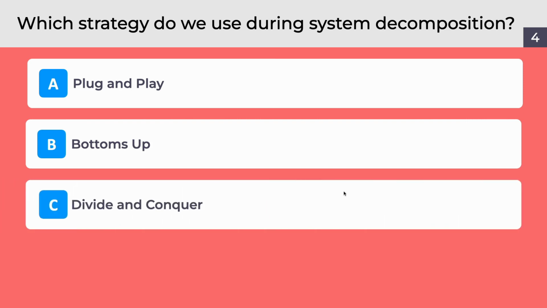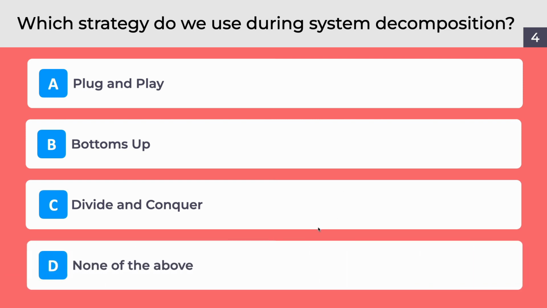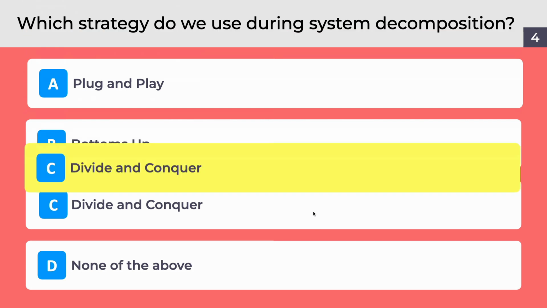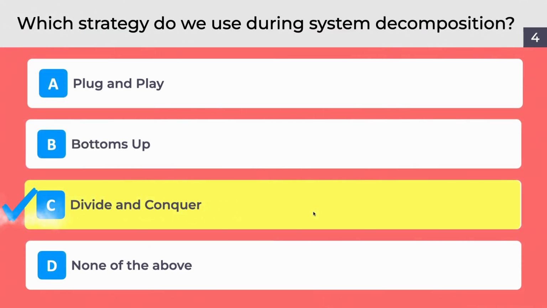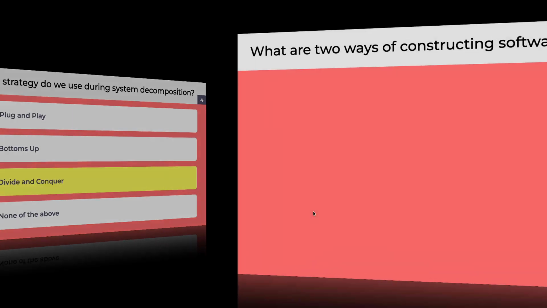Divide and conquer. That seems like a good fit. We want to make a larger system, so we want to break down the system into smaller subsystems, and I think we want to use the divide and conquer strategy to be able to break the big system into smaller parts. None of the above, option D. So I think with those arguments, let's go with option C, divide and conquer. Got it. Let's move on to the next one.